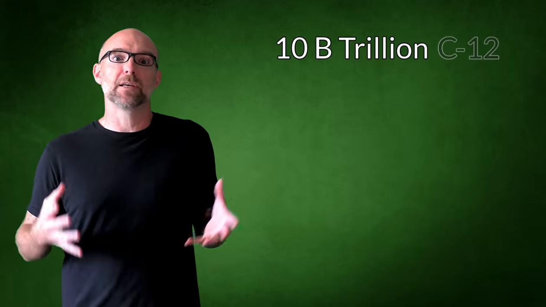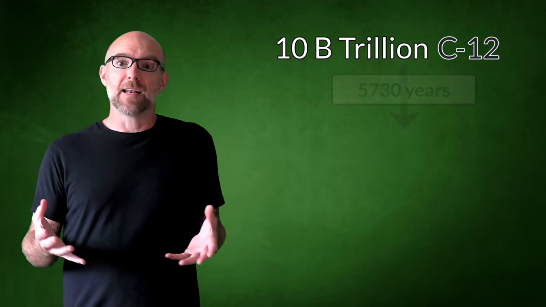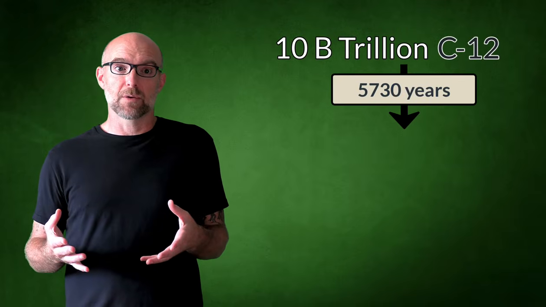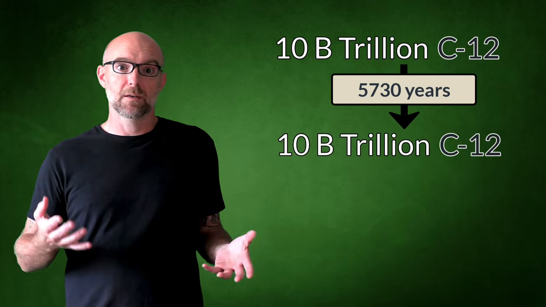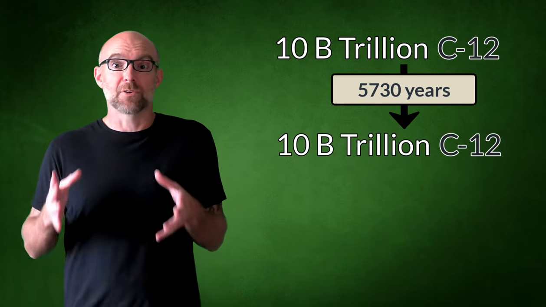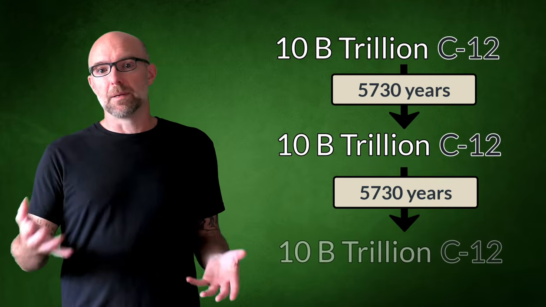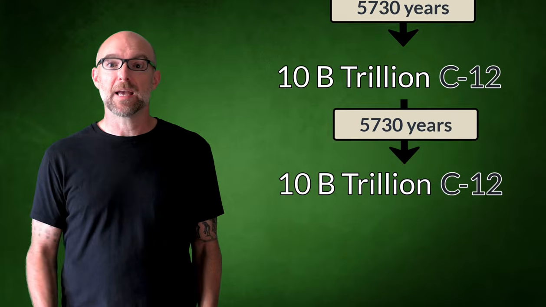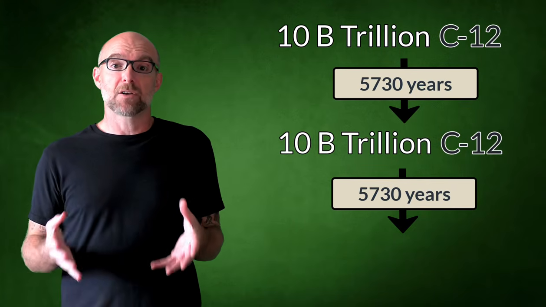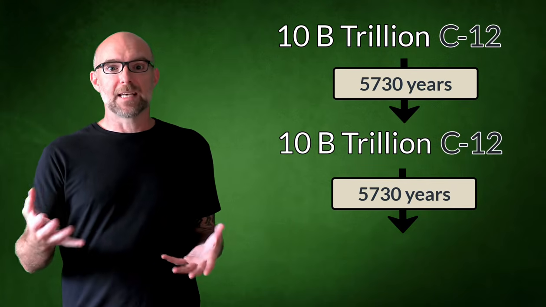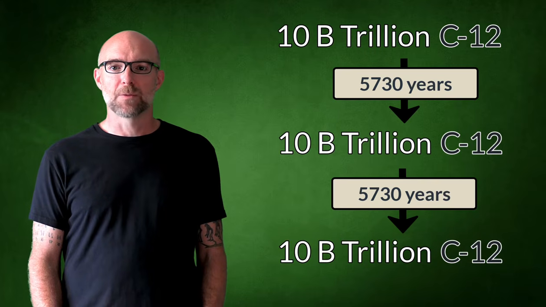Meanwhile, the carbon-12 atoms in the leaf stay constant. If at the time of death there were 10 billion trillion carbon-12 atoms, then after 5,730 years there would still be 10 billion trillion carbon-12 atoms. Then after another 5,730 years, still 10 billion trillion. You get the idea. The carbon-12 atoms don't decay or change into anything else.